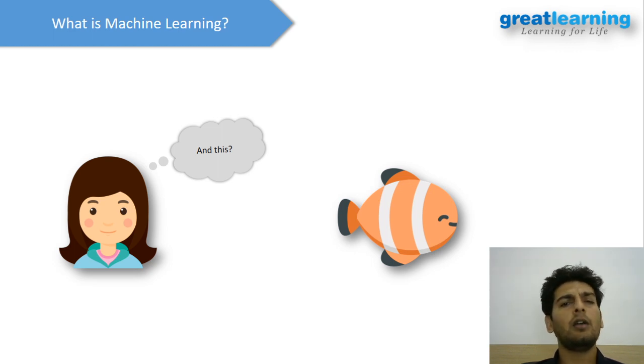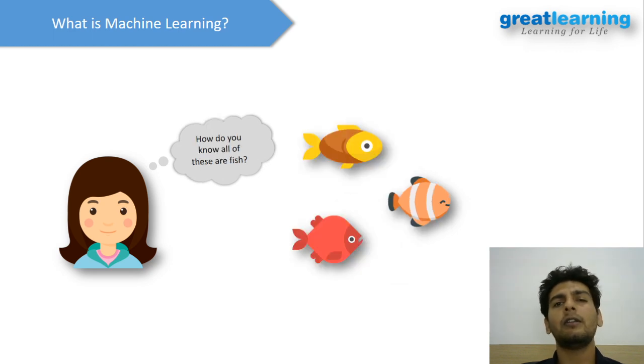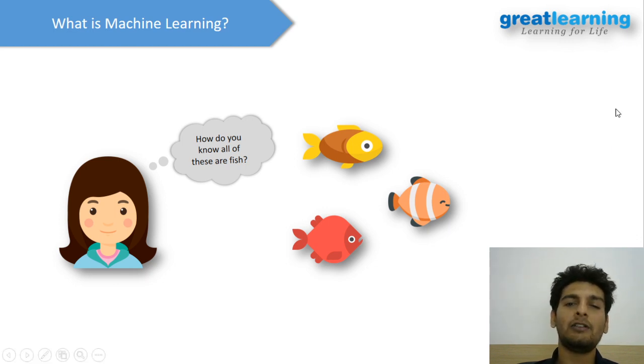Now, how do you know all of these are fish? Well, as a kid, you might have come across a picture of a fish and you would have been told by your kindergarten teacher or your parents that this is a fish. And your brain learned that anything which looks like this is a fish. And that is how our brain functions. But what if I take this image of a fish and feed it to a computer and ask it, what is it? Will it be able to identify that this is a fish?